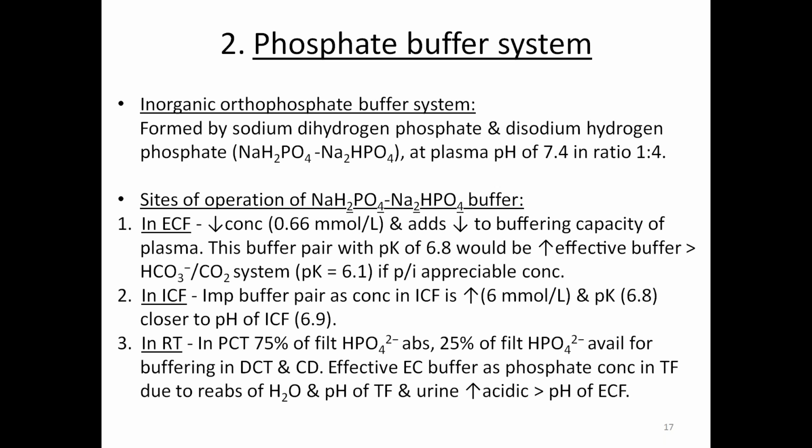And the pH of tubular fluid and urine is more acidic than the pH of ECF, which means its pH is quite close to the pK of the phosphate buffer. So this system is a major elimination route for hydrogen ions via the urine.